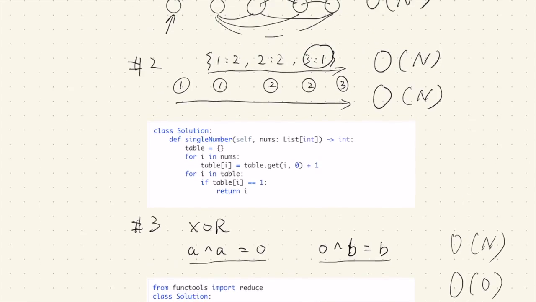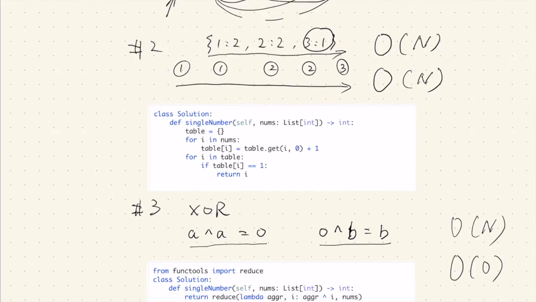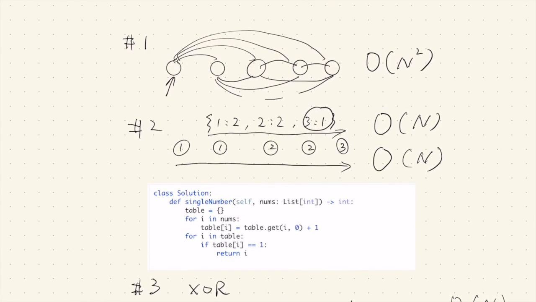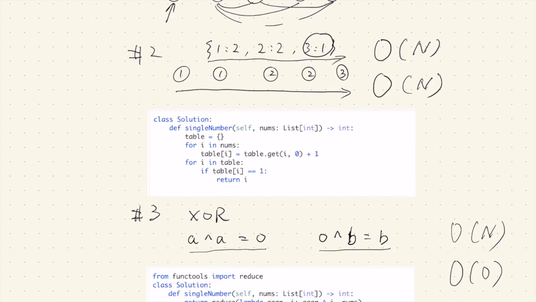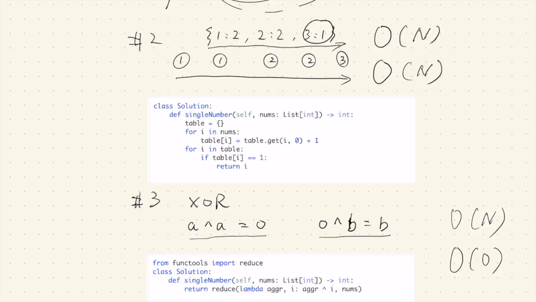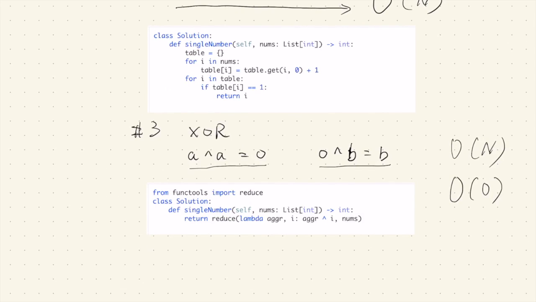Let's sum up. So we got 3 solutions. The first one is very bad, with complexity n squared. The second one, we use the dictionary to save the occurrence, so the time complexity is n, but the space complexity is n. The third one, which is using a bitwise solution, has time complexity n, and then we don't need to add extra space to do it.